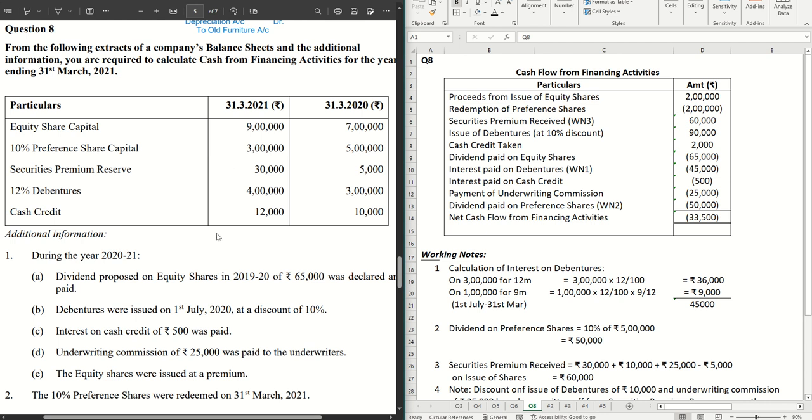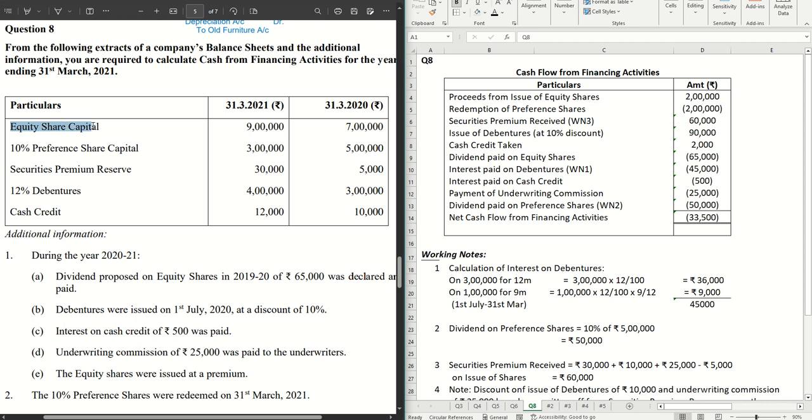In this sum, there are some interesting things to learn when we are doing the financing activities, and this will be helpful for your last minute revision as well for your final exams. Let's have a look, and again we'll pick up the items as we go along one by one. So let's pick up the first item that we have.